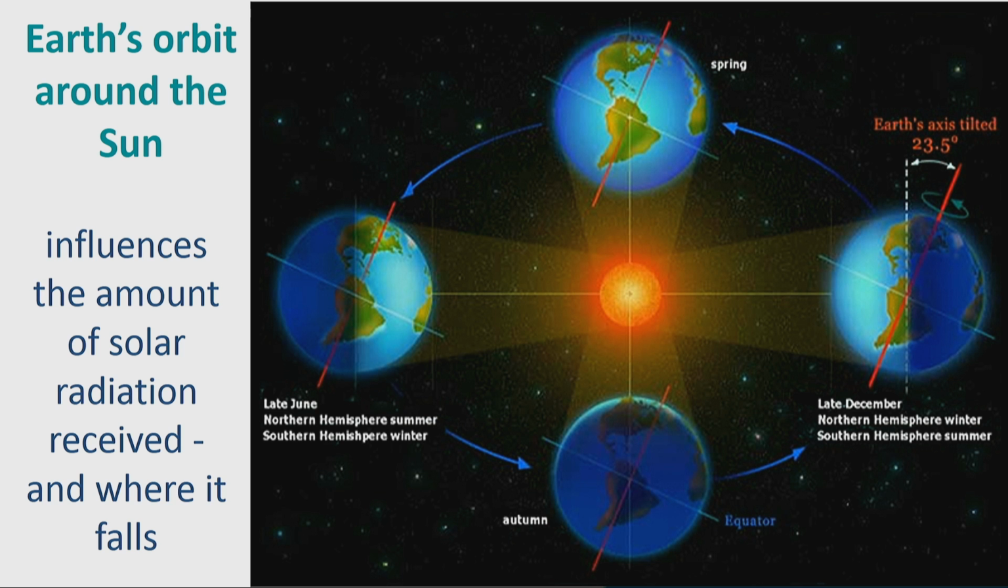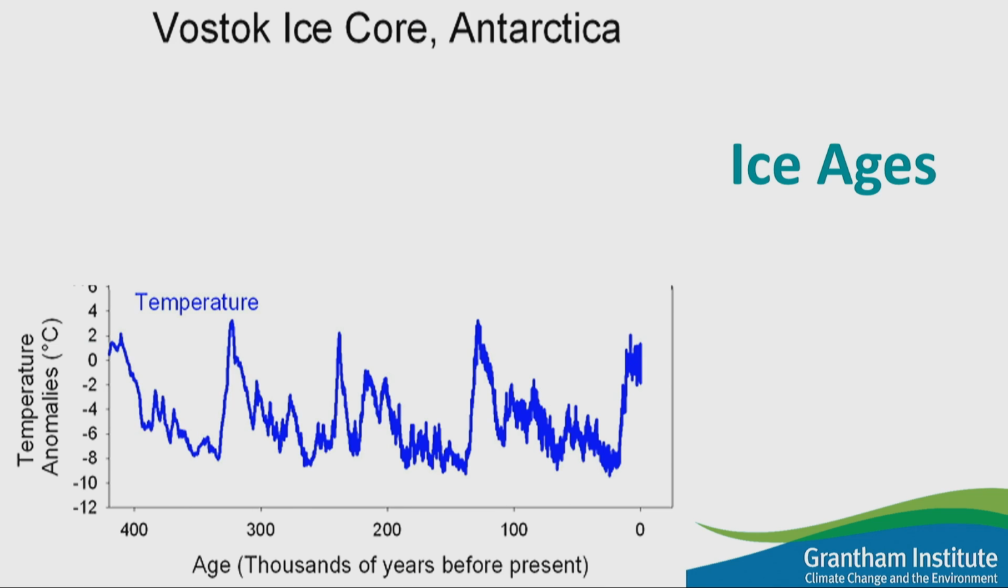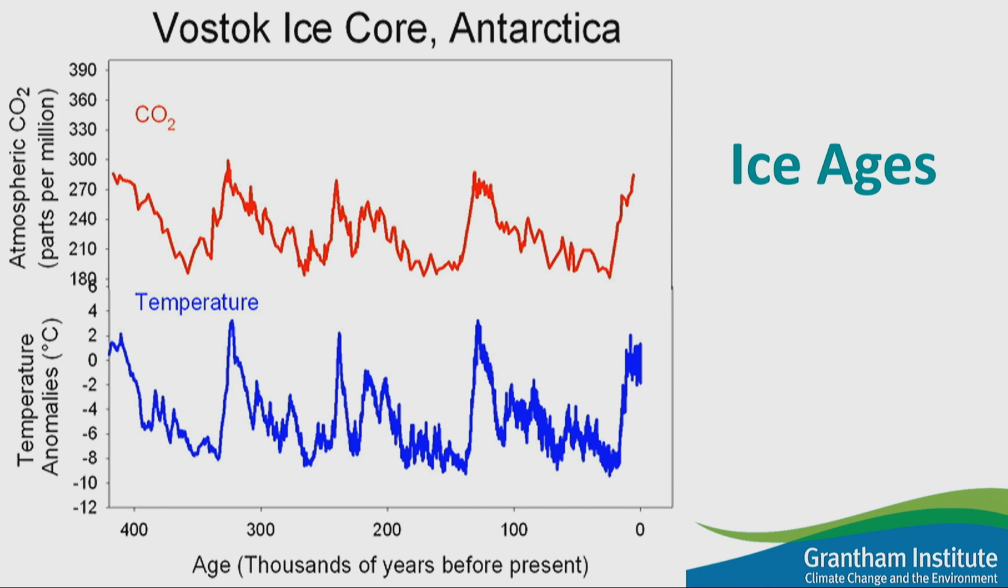So that's going to influence the climate. Now let's have a look at a temperature curve. And this is the temperature of the Earth over hundreds of thousands of years. Now, you may think this curve looks familiar, and that's because I've already shown you that curve, which was the CO2. And you can see they're going pretty much in phase.